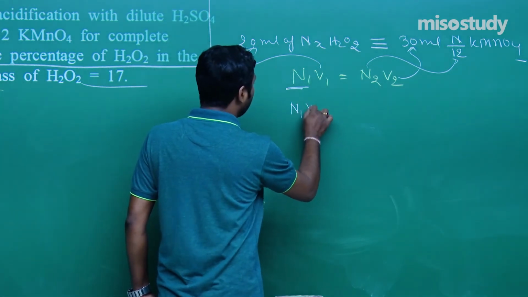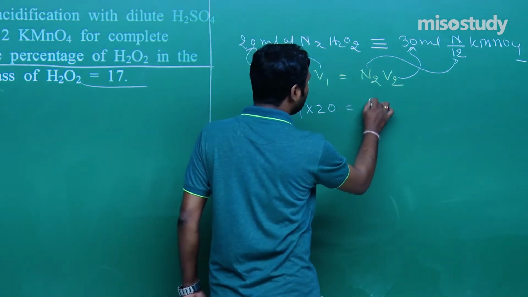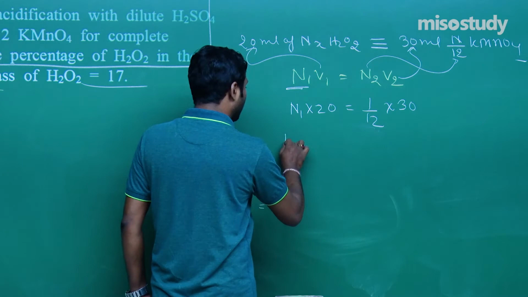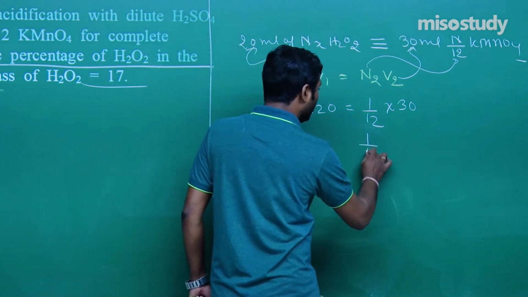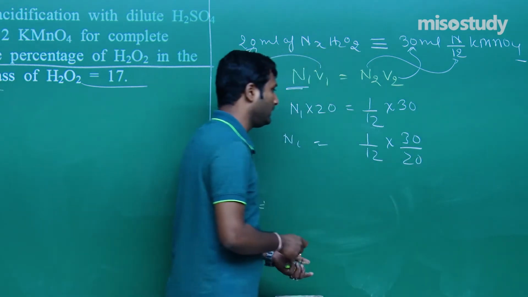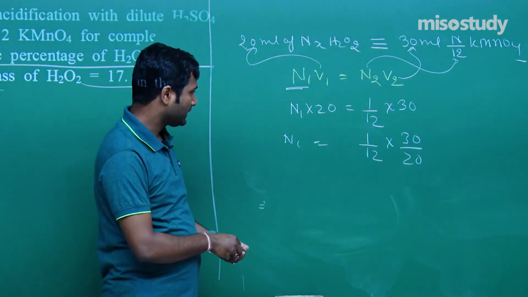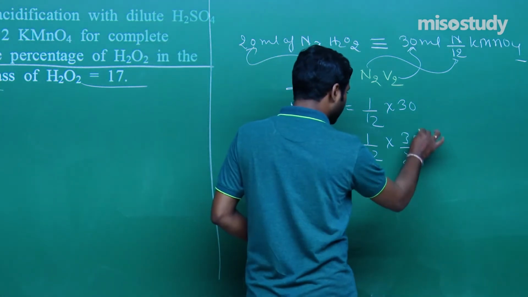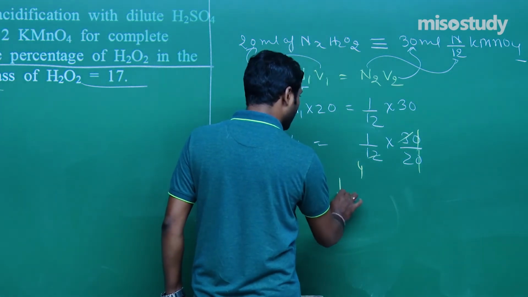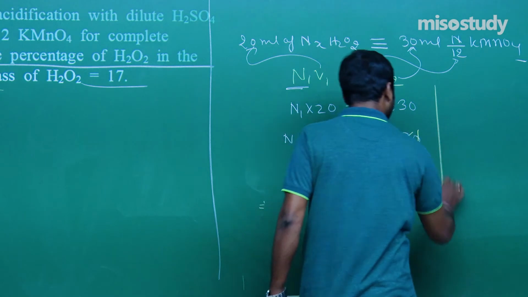Now put the value. N1 multiplied by 20 is equal to 1 upon 12 multiplied by 30. Yes sir. N1 is equal to 1 upon 12 multiplied by 30 divided by 20. Clear? Now check it out. This will cancel this one. 3, 4. That is N1 is equal to 1 upon 8. Yes, sir. Now moving here.